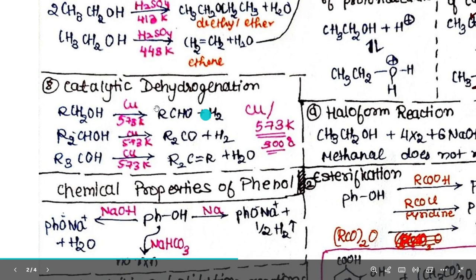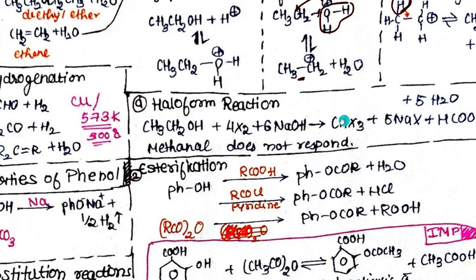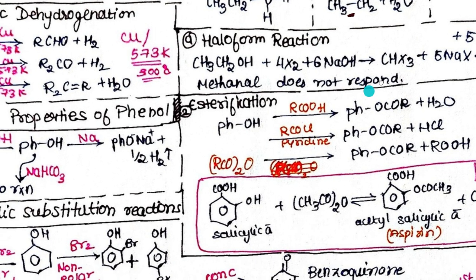Okay, yeah. So now coming to haloform reaction, CH3CH2OH, this is what our alcoholic group, right? Plus 4X2, that is our halogen molecule, X2, plus 6NaOH will give CHX3 plus 5NaX plus 5H2O plus HCOONa. So it will give us a haloform, CHX3. Now methanol cannot undergo this haloform reaction. It does not respond to this reaction.